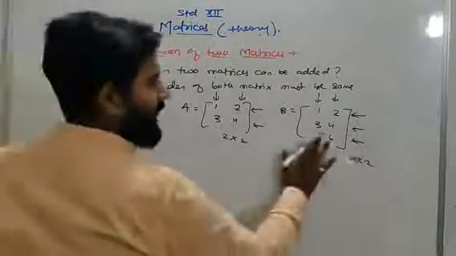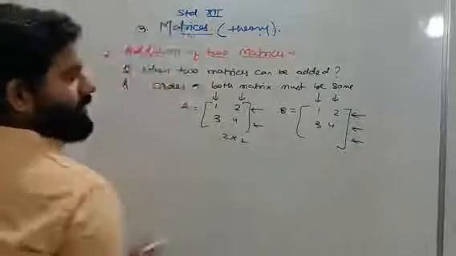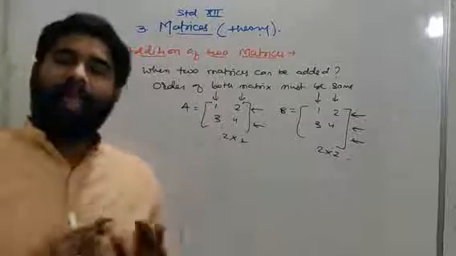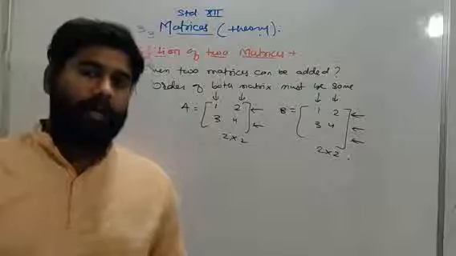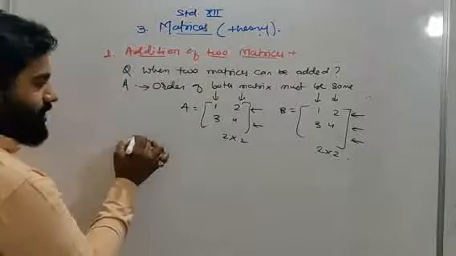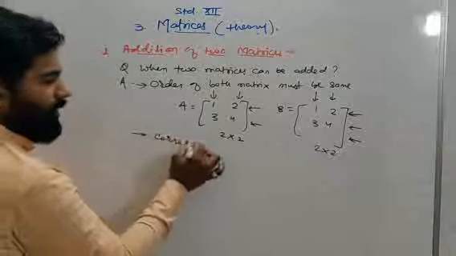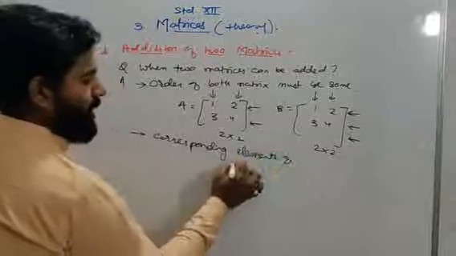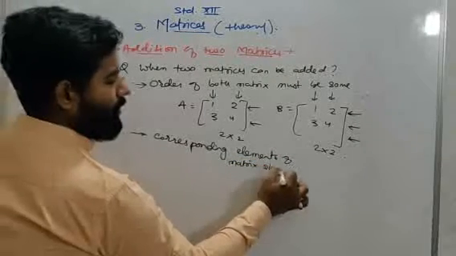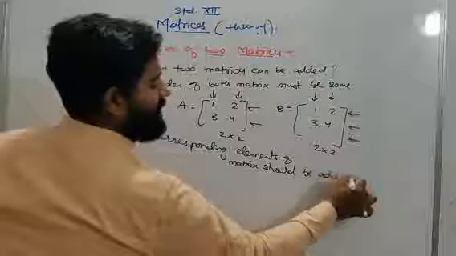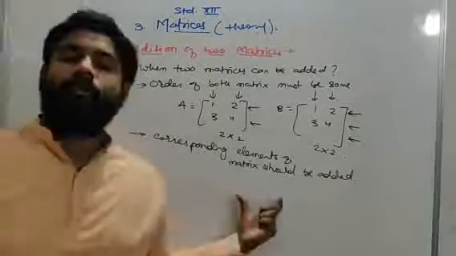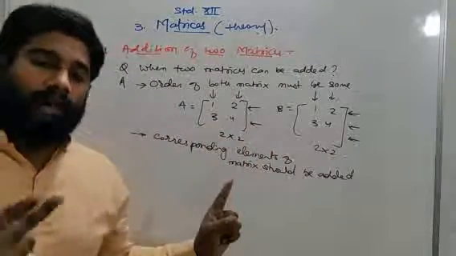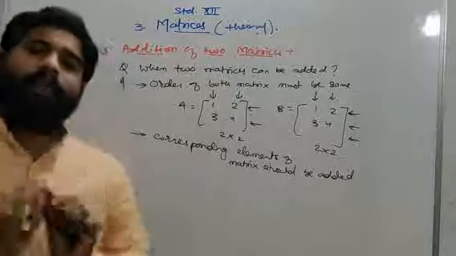So here it has to be like this. Now the order is the same, 2 cross 2, and here also 2 cross 2. Once the order is the same, the addition is very simple. The second part of the addition is that corresponding elements of the matrices should be added. That is the second thing you have to consider. The order should be the same, and once the order is the same, the corresponding terms should be added.